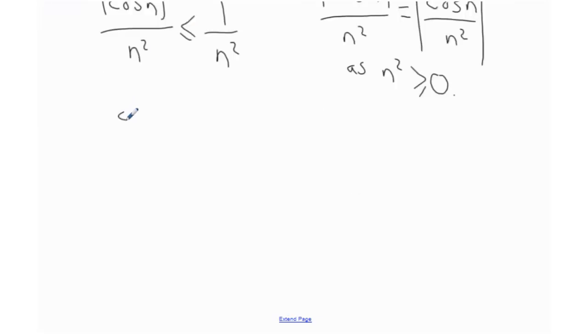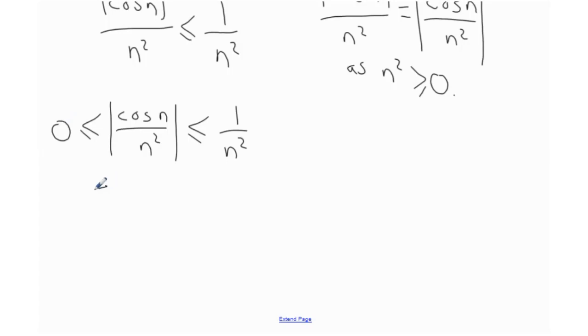It doesn't have any effect on the sign. So now we can say that the absolute value of cos n over n squared is less than or equal to 1 over n squared, and it is always greater than or equal to 0. We can't have any negative terms, firstly because it's an absolute value, and secondly because n squared is non-negative anyway. So now we're in a condition where we can apply the comparison test.